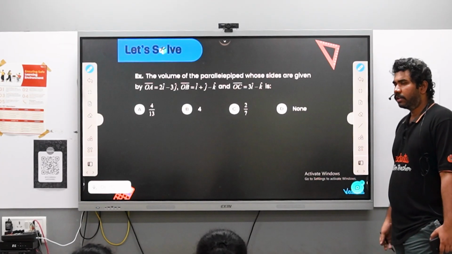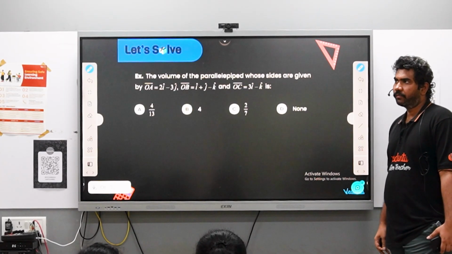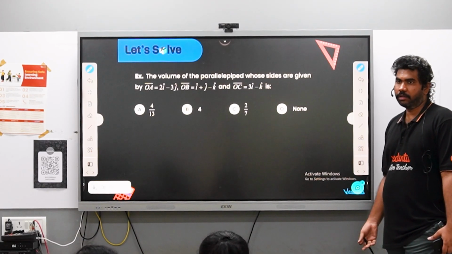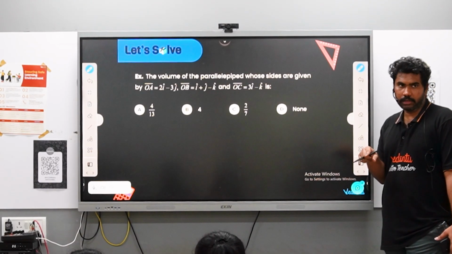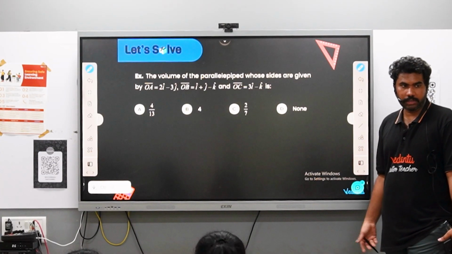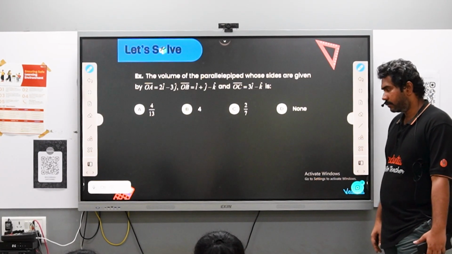But since we are talking about volume, cyclic order is not very important. Even if you are getting the value negative, you take the modulus, because volume is positive.